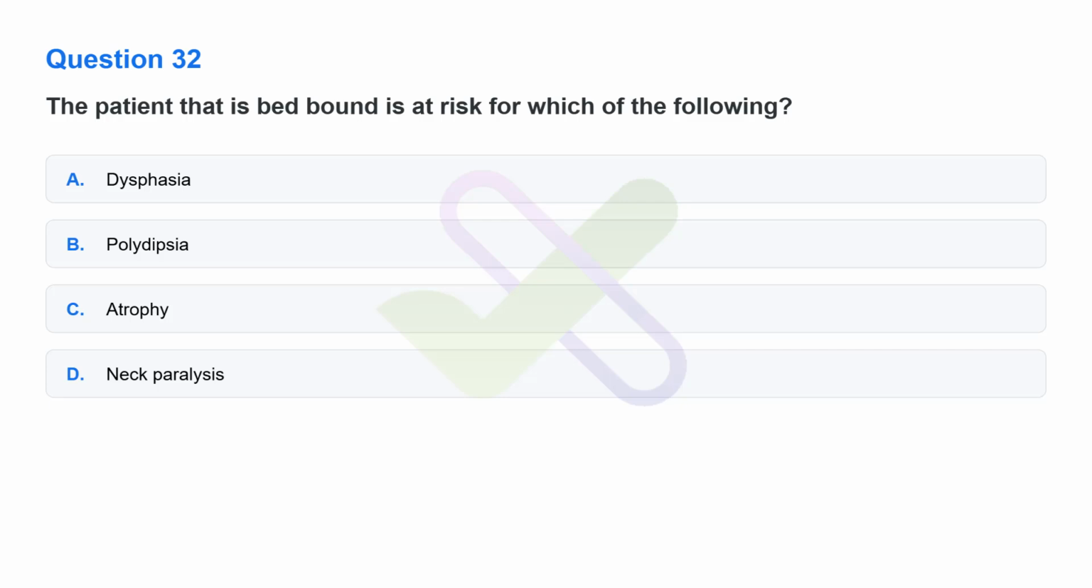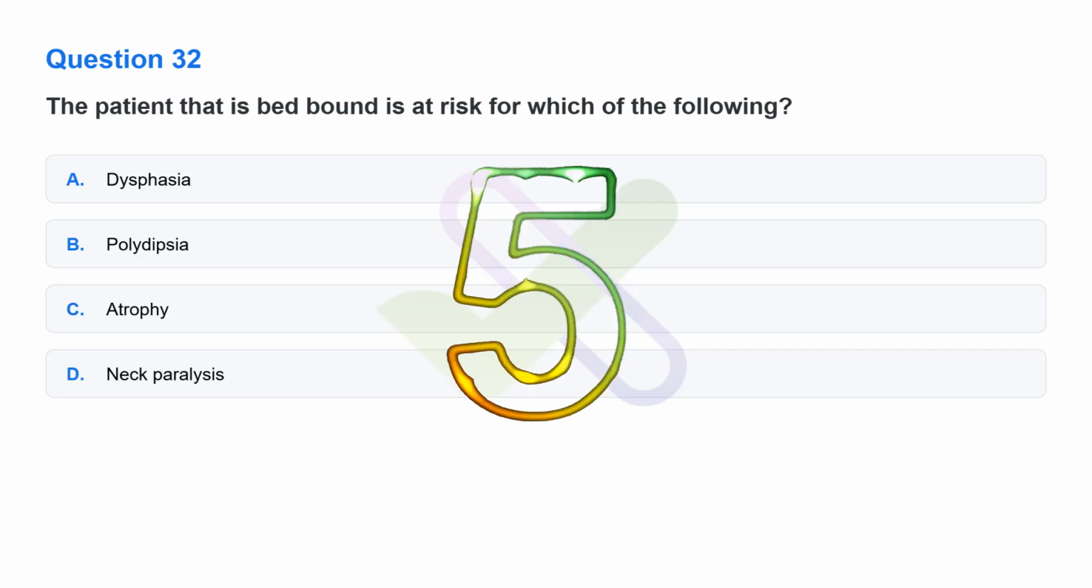The patient that is bedbound is at risk for which of the following? A. Dysphagia, B. Polydipsia, C. Atrophy, D. Neck paralysis.